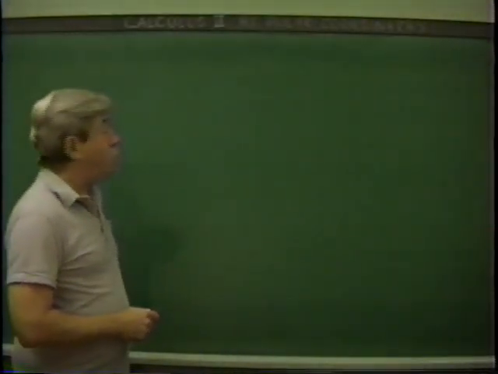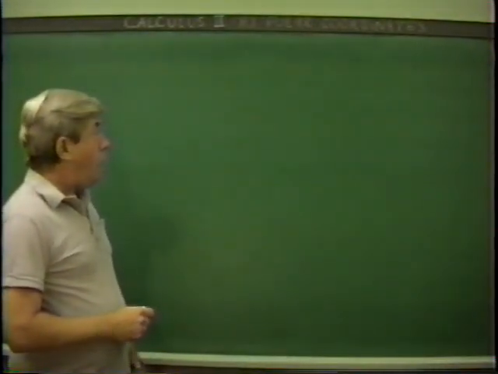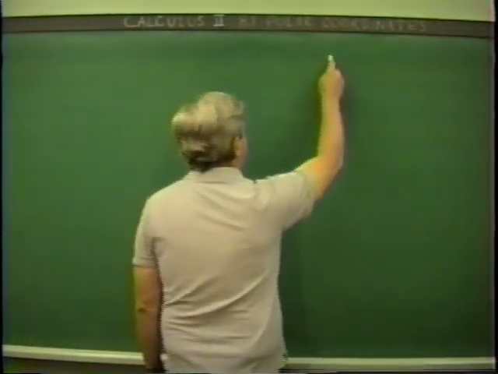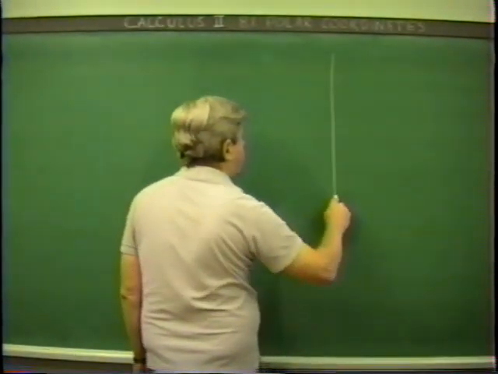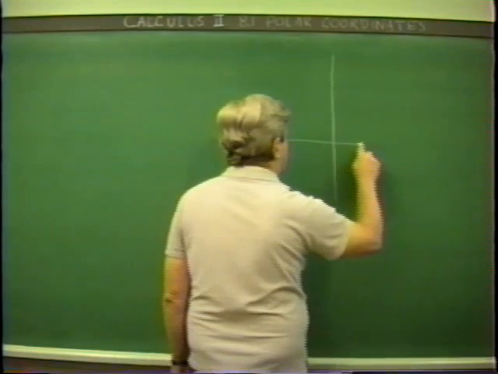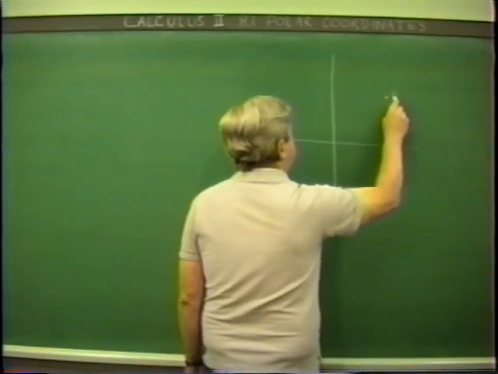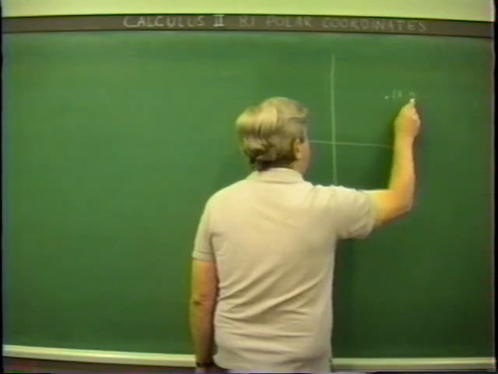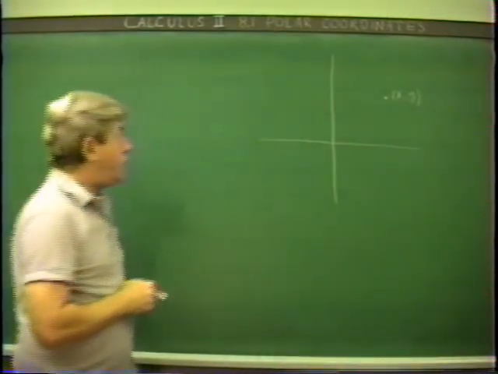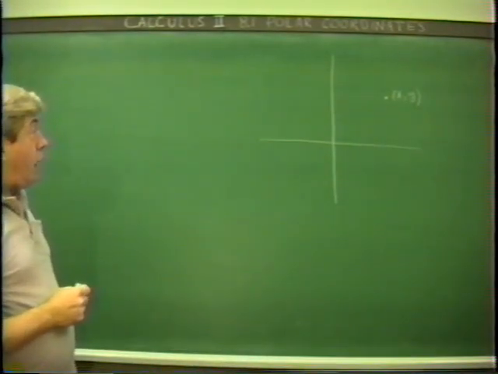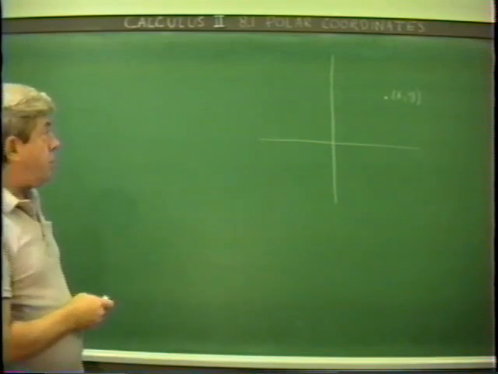We want to look now at a different coordinate system than the rectangular coordinate system. It's called a polar coordinate system. We use the same type of picture here for it. And in the rectangular coordinate system, of course, you have a point x, y. And to each pair of real numbers, x and y, there's a point. And to each point, there's a pair of real numbers, x and y.